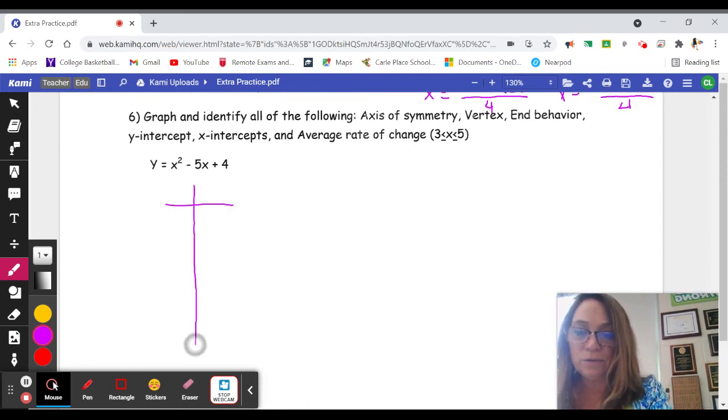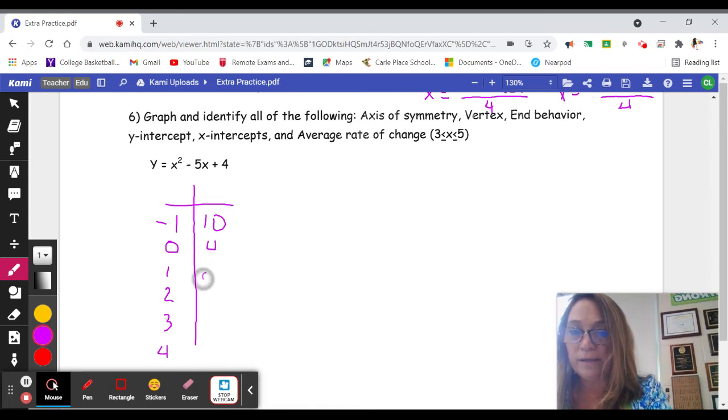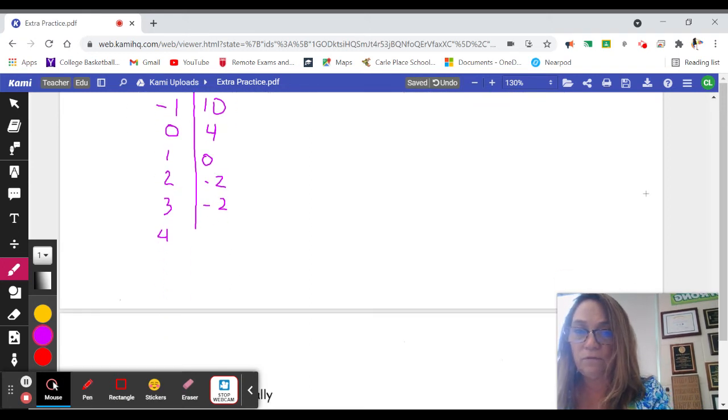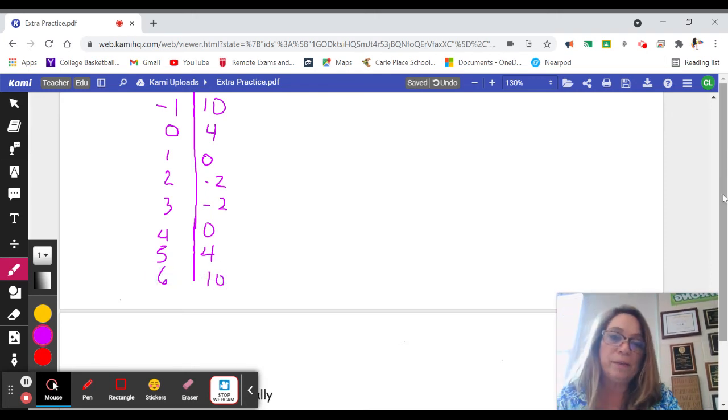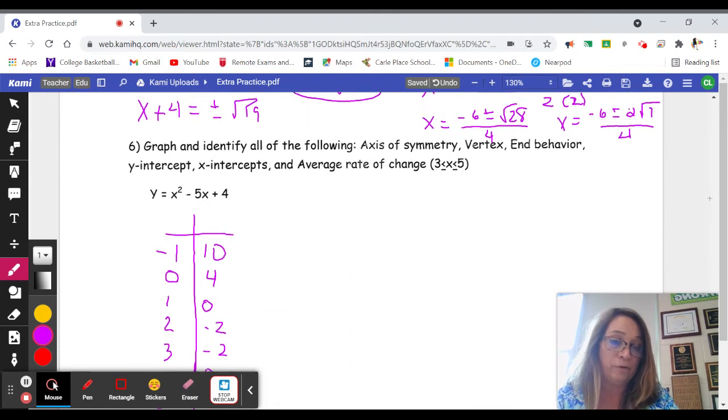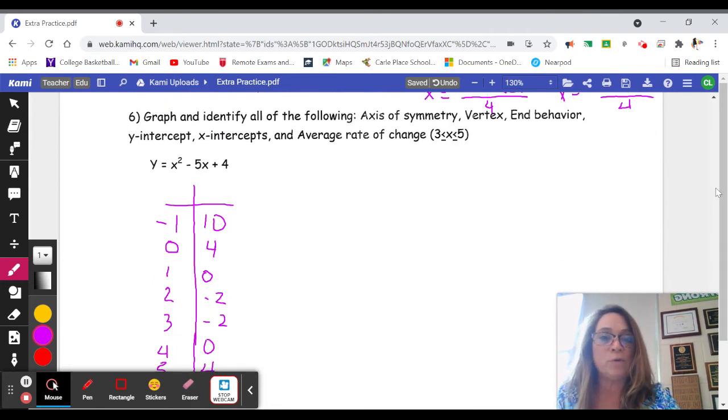I would definitely use from negative 1 to 6, so 0, 1, 2, 3, 4: 0, 4; 1, 0; 2, negative 2; 3, negative 2; 4, 0; 5, 4; and 6, 10. Okay, so you would plot those points on a piece of graph paper, graphs go on graph paper, and you connect to form a parabola.